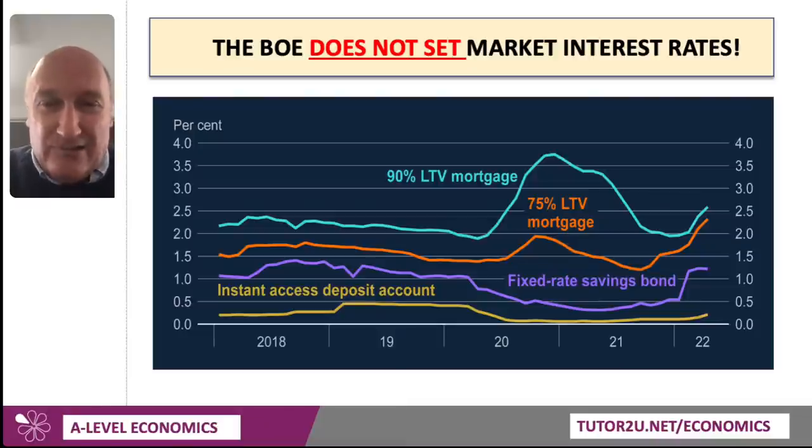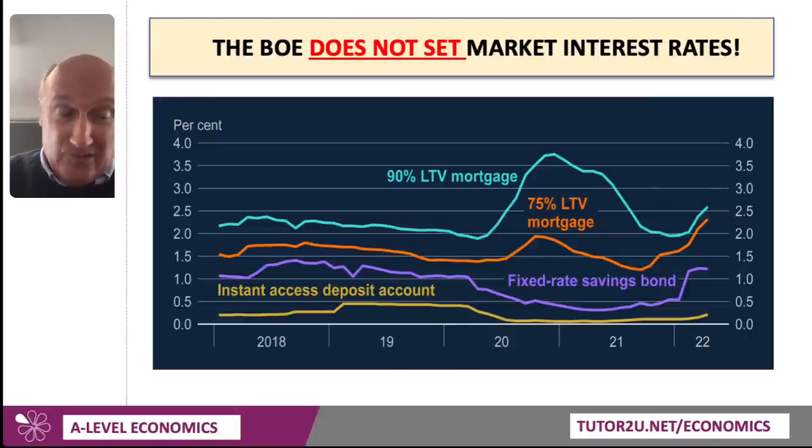Think about the real interest rates for savers at the moment. An instant access deposit account pays on average in the UK about 0.15%. If you're saving in that account, you are literally giving your money away to inflation. But the key point is the Bank of England does not set interest rates. It sets one interest rate.